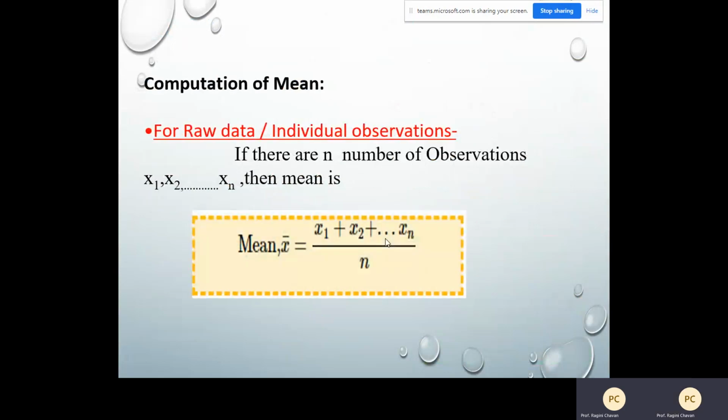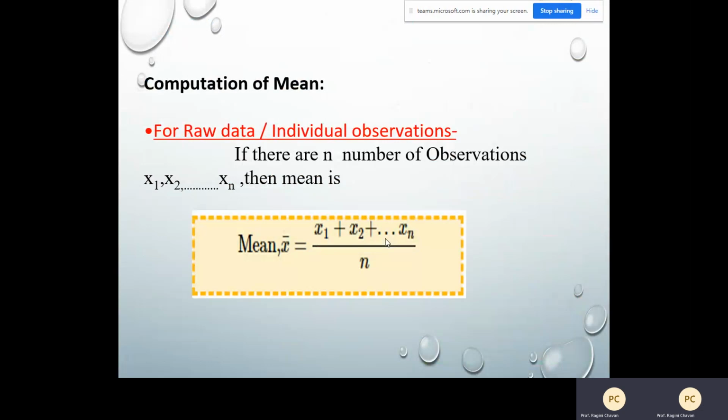Now let us see how to find out mean for different kinds of data. In statistics, basically data is available in three different forms. First form is called raw data or individual observation. Second form is discrete frequency distribution, and the third form is continuous frequency distribution. So we'll see how to find out arithmetic mean for these three different kinds of data. We'll start with raw data.